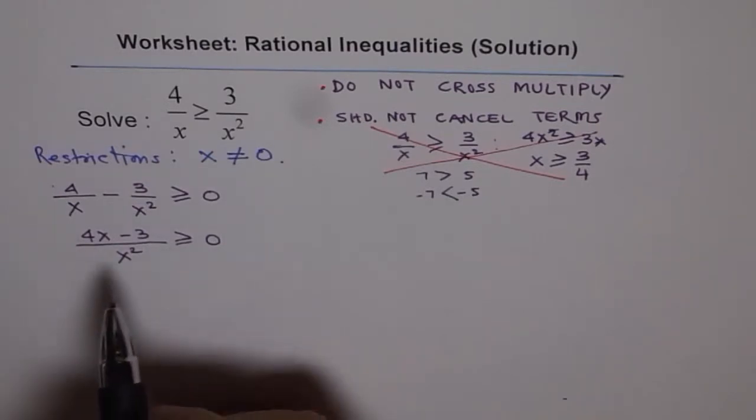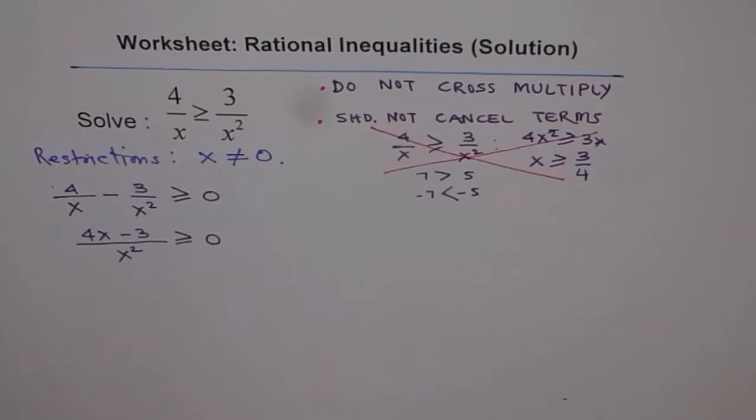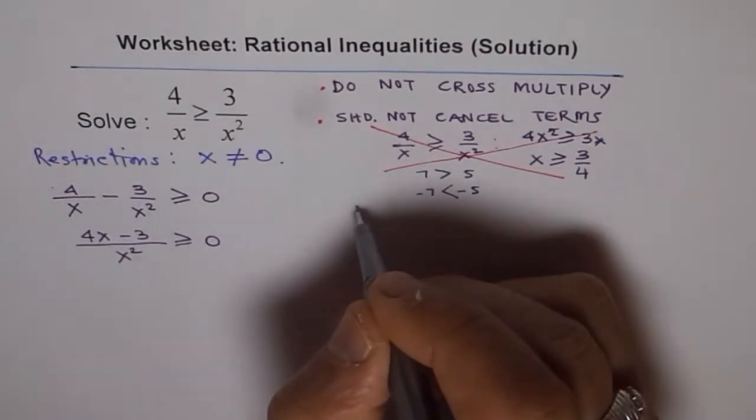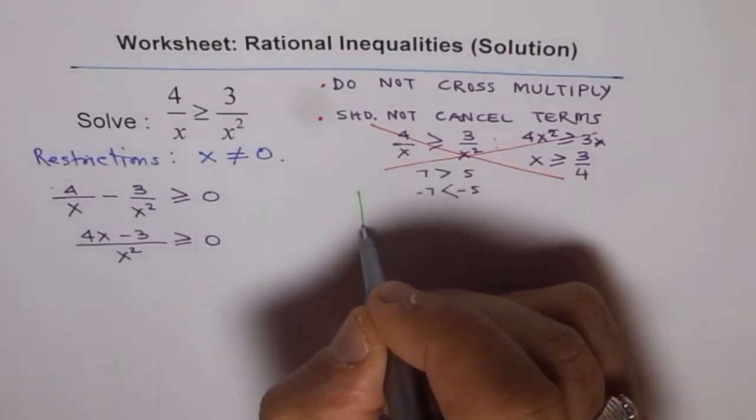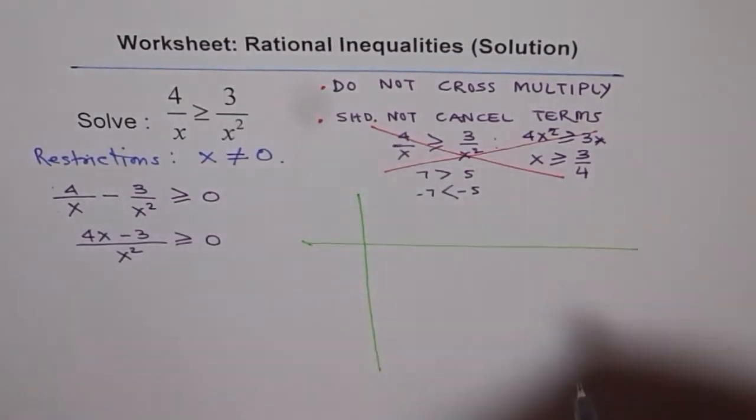That becomes your rational function, which we need to figure out what answers it could give us. Now when you get this kind of a rational function, whenever you sketch this graph, it changes from positive to negative if your graph crosses the x-axis.